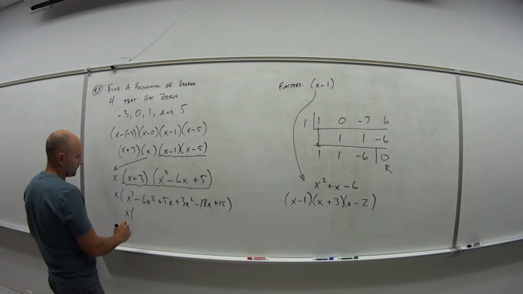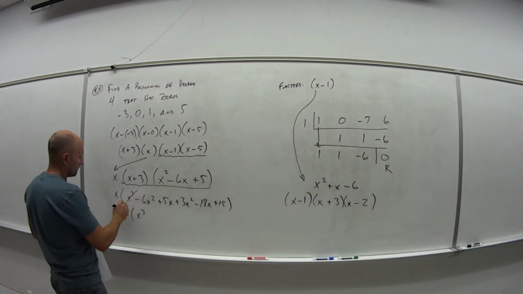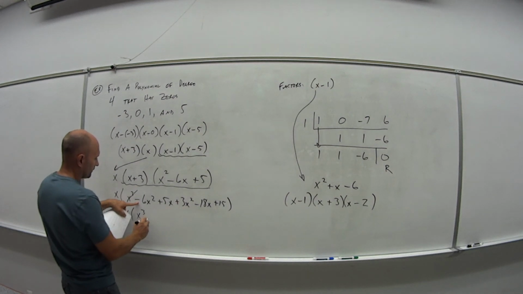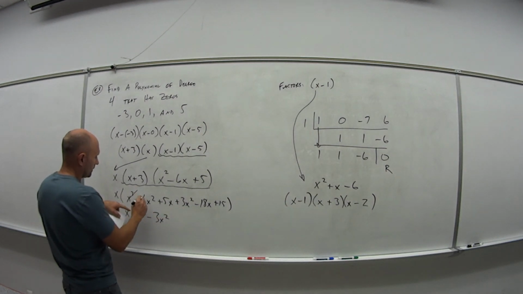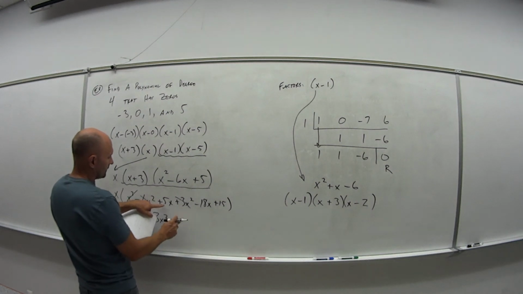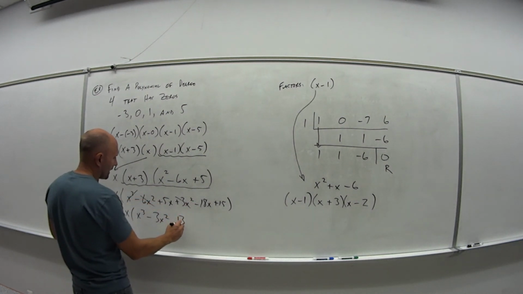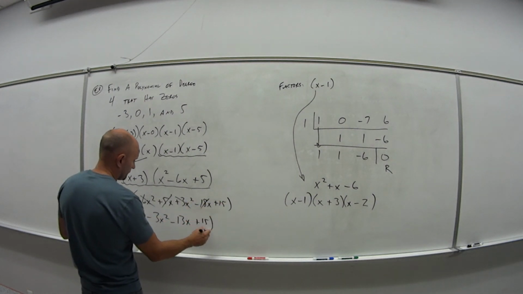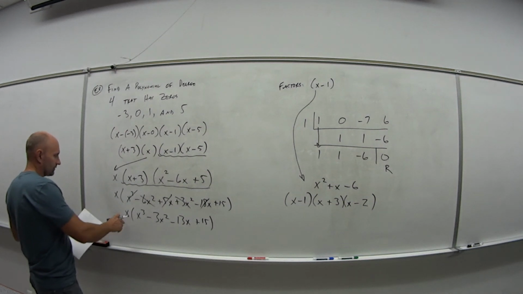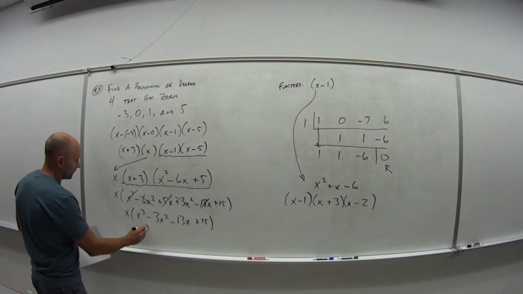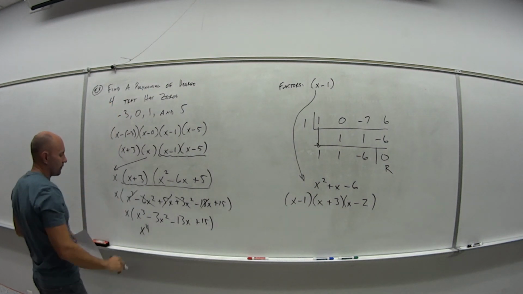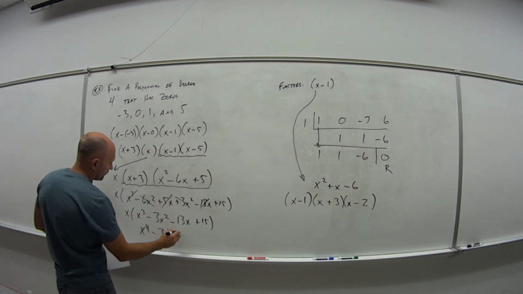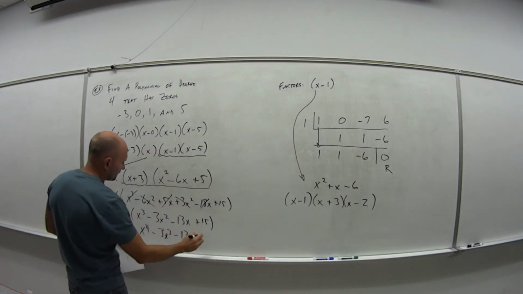So let's simplify this. We have x to the third. Now our x squared terms. We have plus 3 minus 6, so that's minus 3x squared. The x pieces, I have plus 5 minus 18, so that's minus 13x. And then plus 15. Then I have this x left on the outside, distribute that in, so I get x to the fourth, a polynomial of degree 4, which is what I wanted, minus 3x to the third, minus 13x squared, plus 15x.